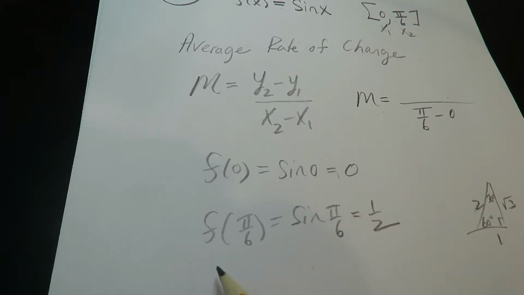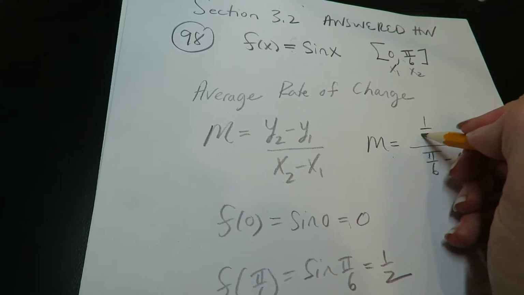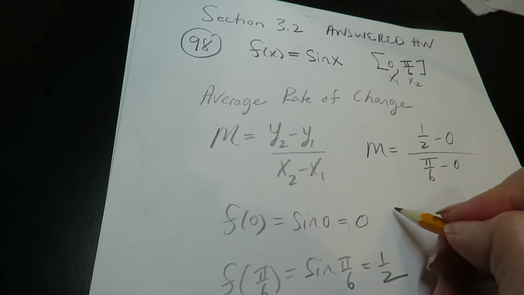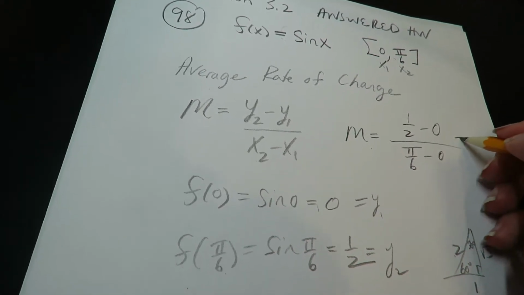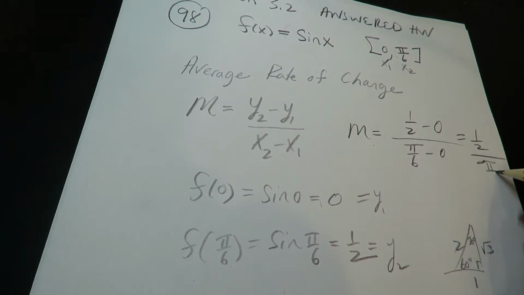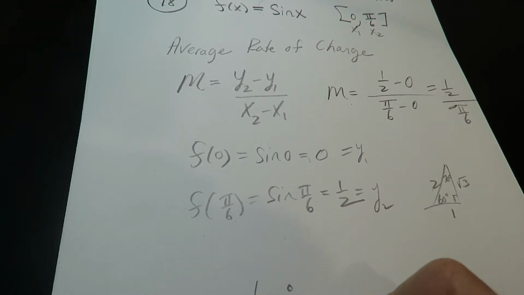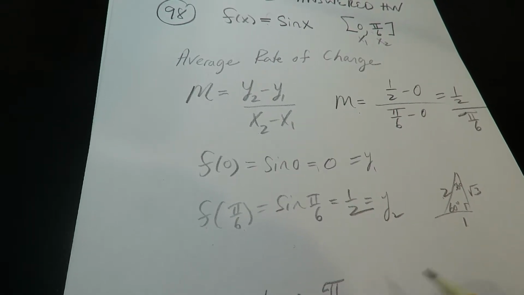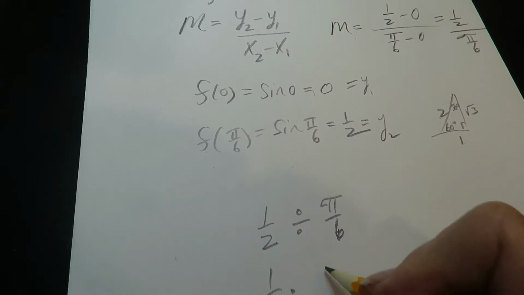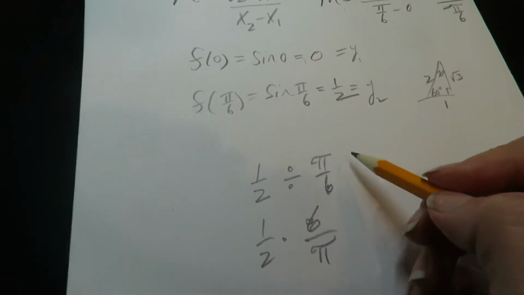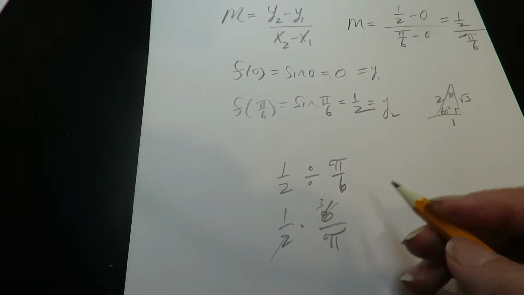Alright, so now I'm going to put in the output of the second point, output of the first point. So this is like your y sub 1, this is your y sub 2. I'm just going to do this a long way because some people don't like complex fractions. So it's 1/2 divided by pi over 6. So you convert division to multiplication. I like to reduce first. Some people do that last.